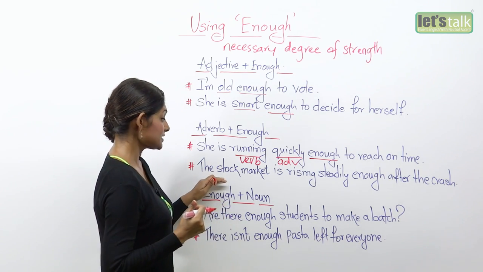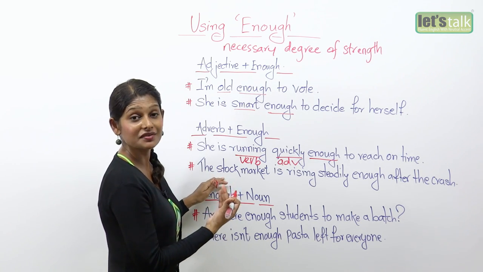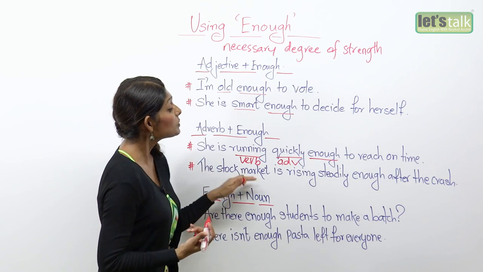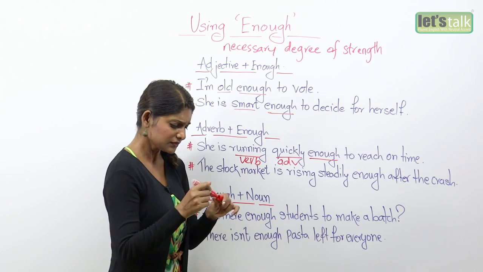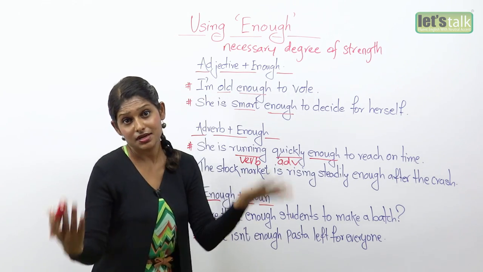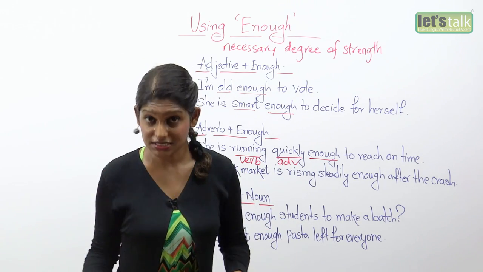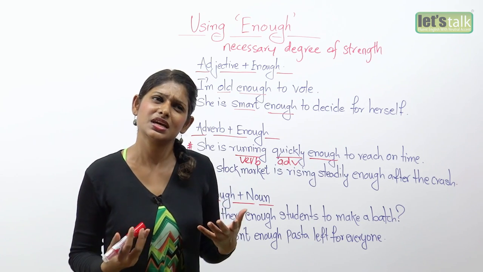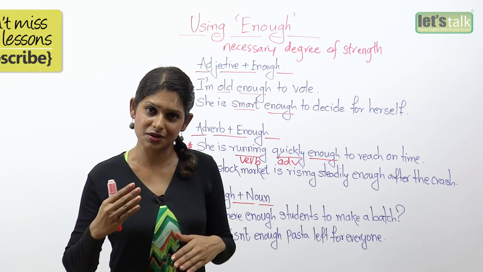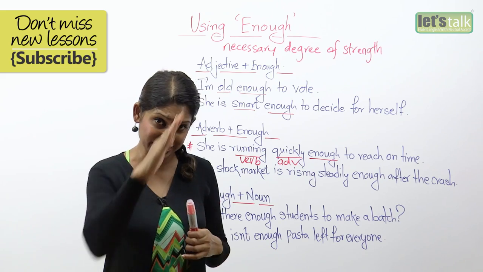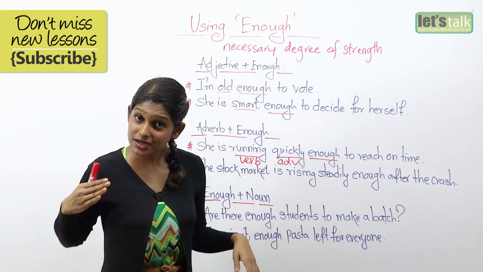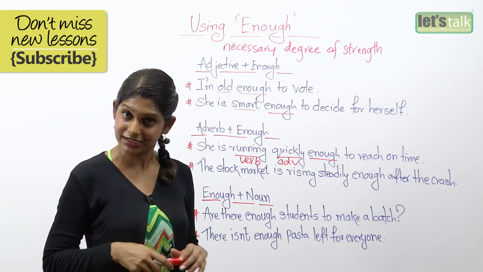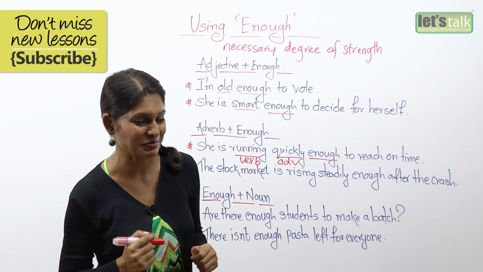Okay, looking at the word enough in another sentence: the stock market is rising steadily enough after the crash. Now, presumably there was a market crash, and after that usually there is not enough speed in how the market actually climbs. But in this sentence we are seeing that the stock market is rising very, very steadily. There is so much hope with the stock market.